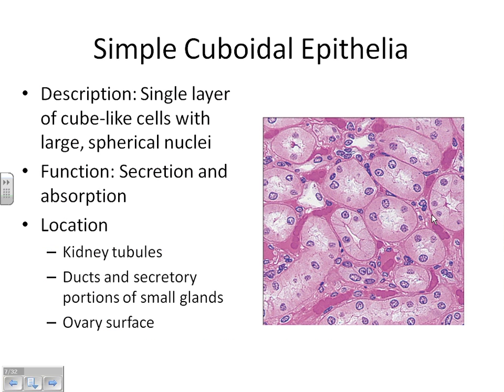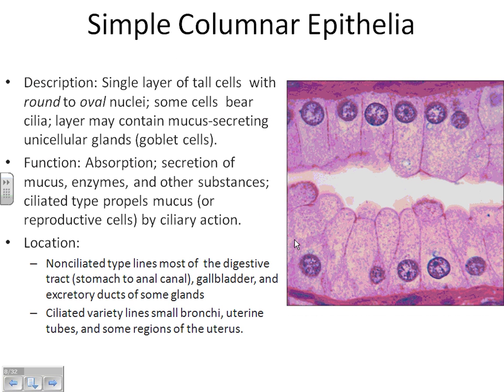Okay. This is simple cuboidal epithelia. What's its function? Secretion and absorption. Where is it found? Kidneys. Okay, and there are some others, but mainly kidneys. Ovaries is also a good answer. Simple columnar epithelium, what's its function? Absorption and secretion.